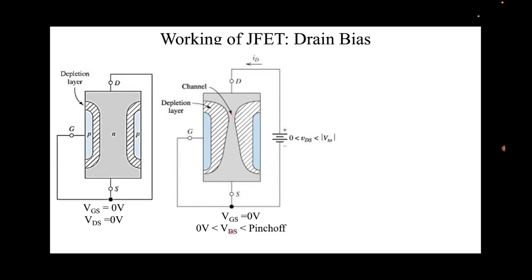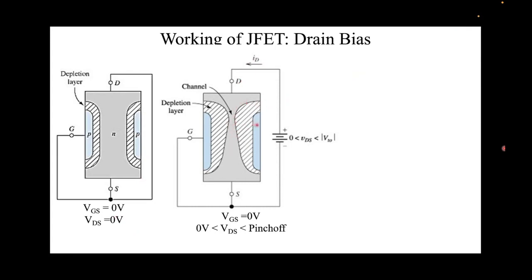But since VDS is not so high that these two depletion regions have touched, let's increase the depletion, and you can see some current is flowing over here. Because now there is a bias VDS, electrons can flow through this channel comfortably over here.